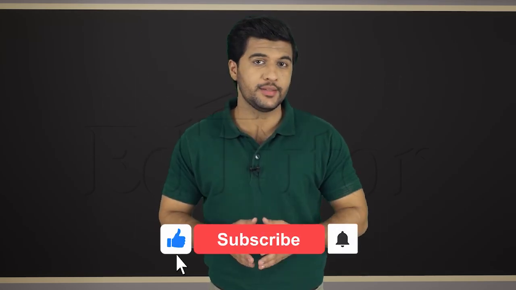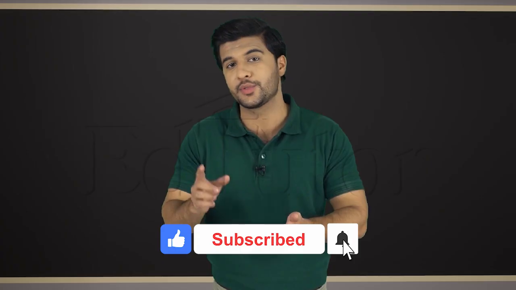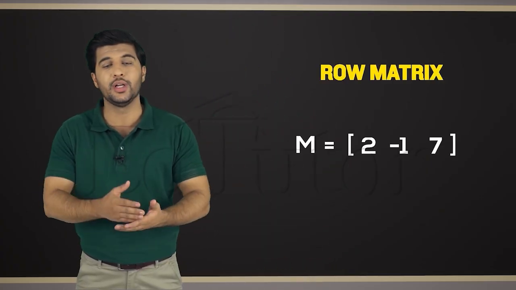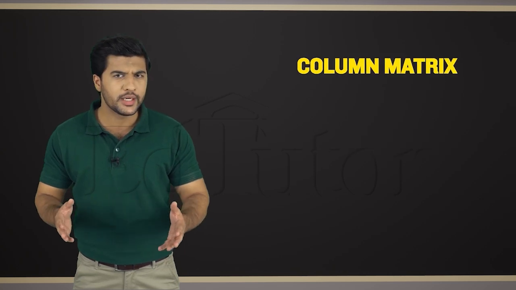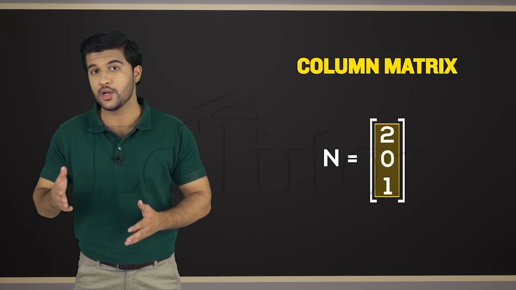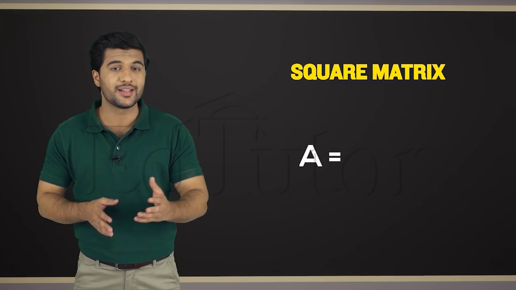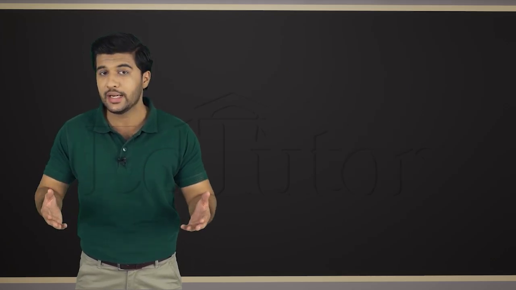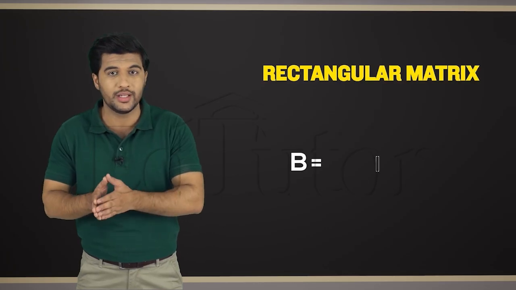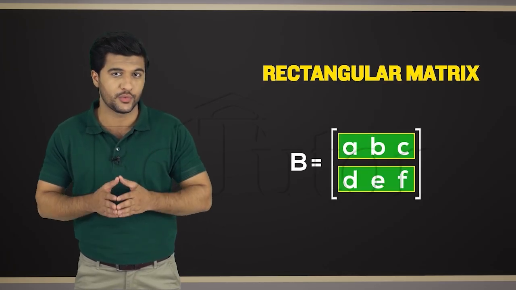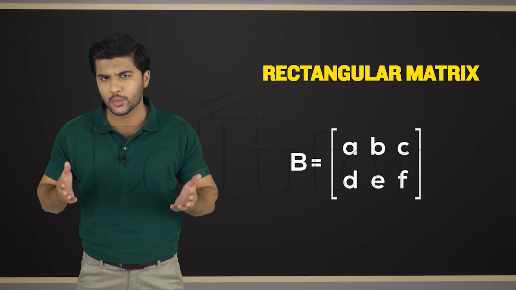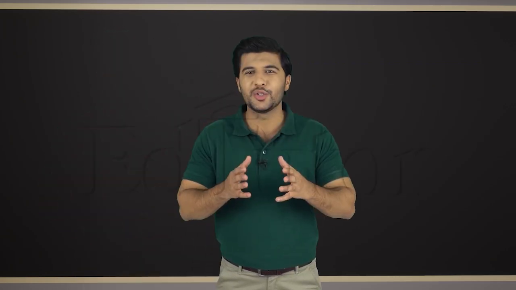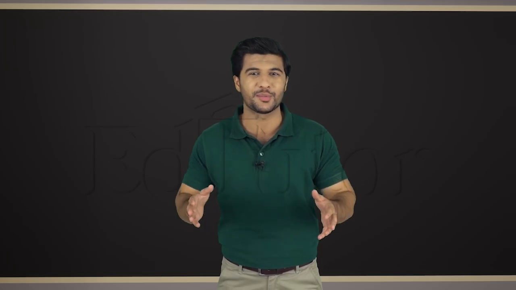Before we end this lesson, let's go over the key concepts once. First, a row matrix is a matrix with only one row, while a column matrix is a matrix with only one column. A square matrix is a matrix with the same number of rows and columns, and on the other hand, a rectangular matrix is one that has an unequal number of rows and columns, or in other words, any matrix that is non-square. That concludes our lesson on the first 4 types of matrices.